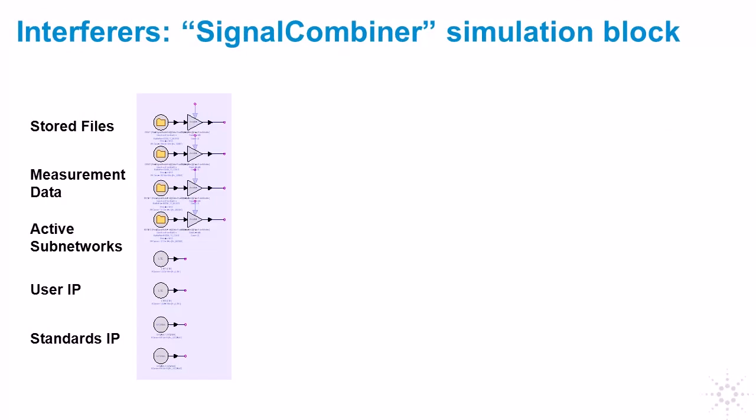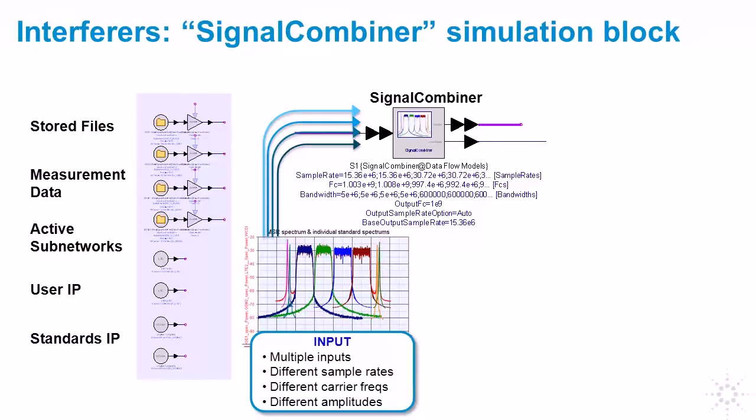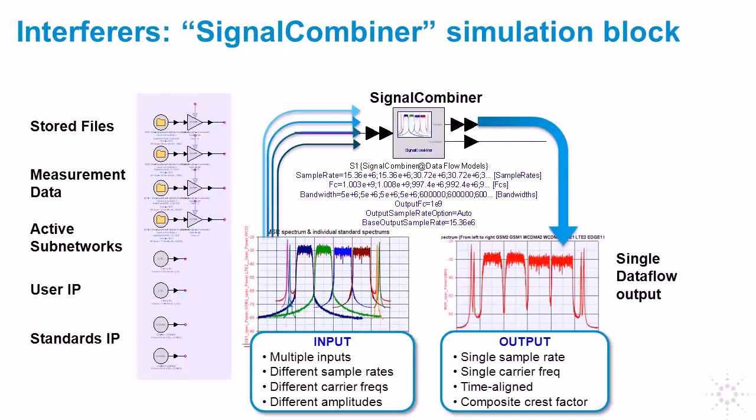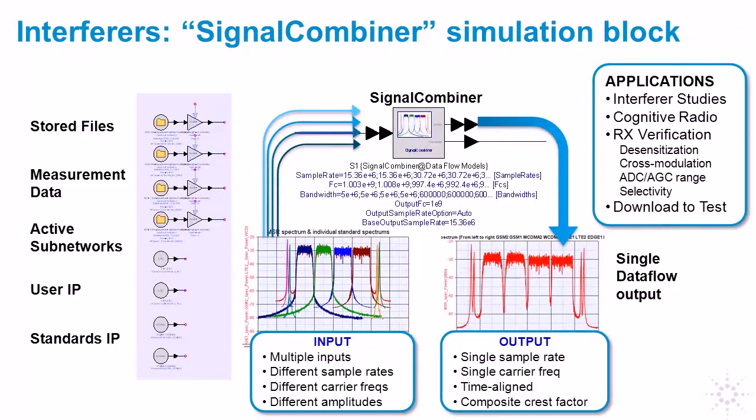The key component is the signal combiner simulation block, which allows you to bring in multiple waveforms in different formats, each with its own time step and carrier frequency. The signal combiner component takes these various waveforms, resamples them, and time aligns them into one common signal that allows you to take that signal and do additional signal processing or download to test equipment. With this waveform, you can perform interference studies, cognitive radio, receiver verification, as well as base station testing.